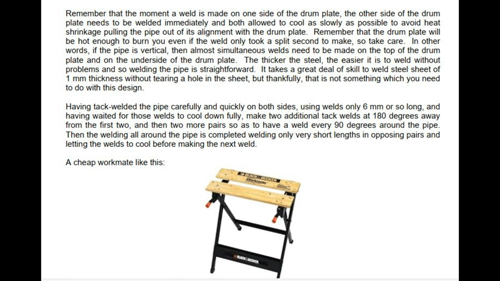Having tack welded the pipe carefully and quickly on both sides, using welds only 6 mm or so long, and having waited for those welds to cool down fully, make 2 additional tack welds at 180 degrees away from the first 2, and then 2 more pairs so as to have a weld every 90 degrees around the pipe. Then the welding all around the pipe is completed, welding only very short lengths in opposing pairs and letting the welds cool before making the next weld.